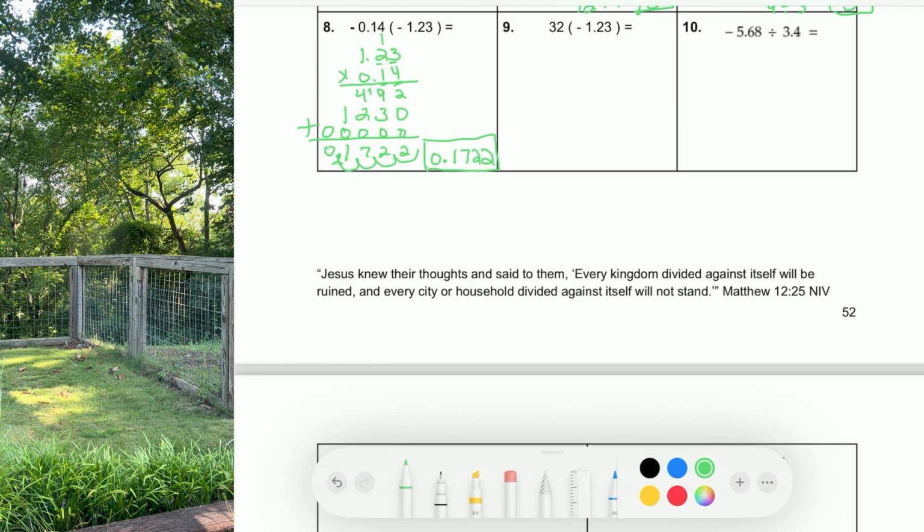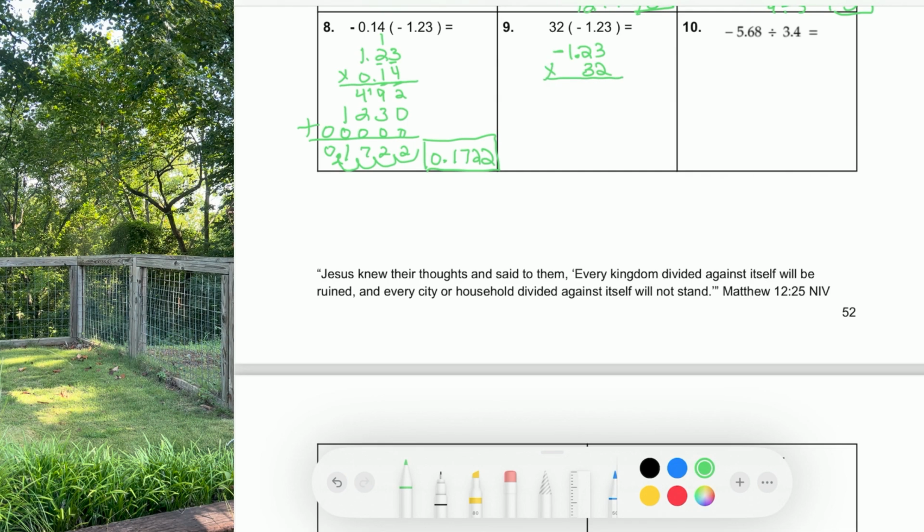Number 9. 32 times negative 1.23. Again, I'm going to put the second number as our first number just because it has more digits to multiply with. So I want to put the one with the least number of digits second.